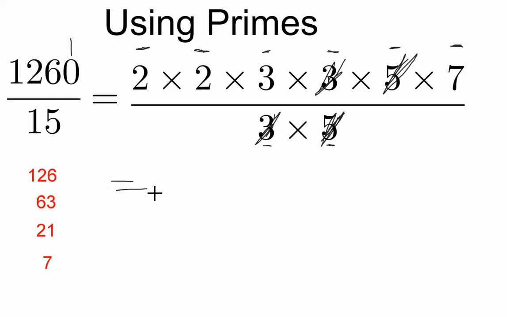2 by 2 is 4, and 3 by 7 is 21, and 4 by 21, 4 ones are 4, and 4 twos are 8. So using prime factorization means that I can quite quickly and easily check and see what my numbers are, and I can divide them really quickly as well.